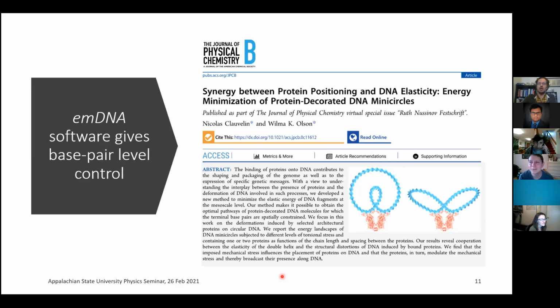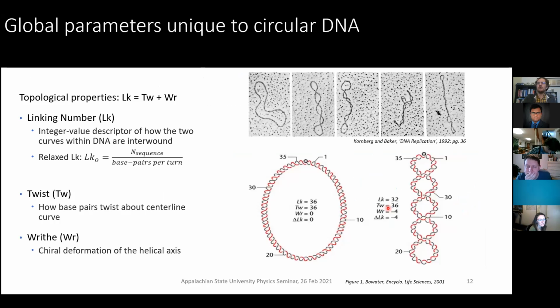What's really wonderful about looking at structures, as you can see here in this graphical abstract, is that there are different parameters that we can look at simply because we have circular forms. Those are topological parameters known as the linking number, which is an integer value descriptor that tells us how the two curves of DNA, the two helical curves, or the two backbone chains, are interwound in its form.